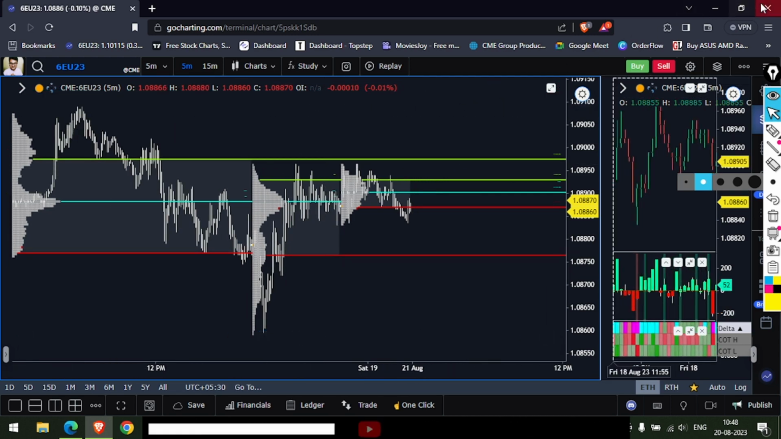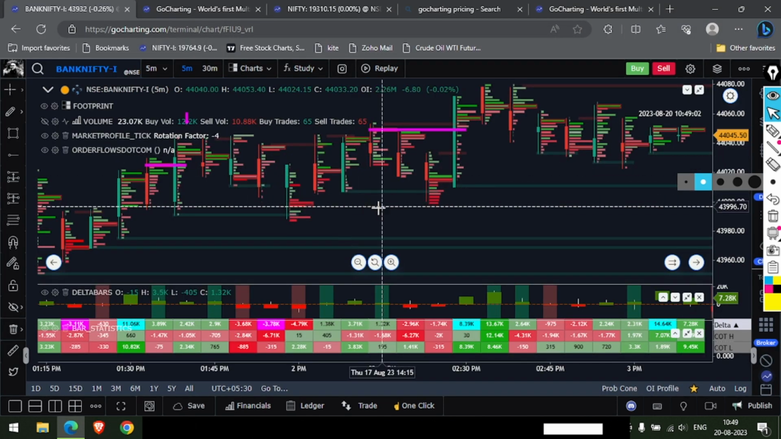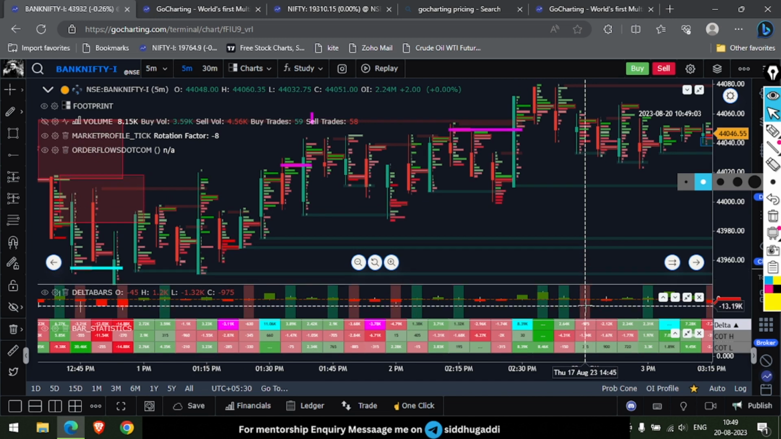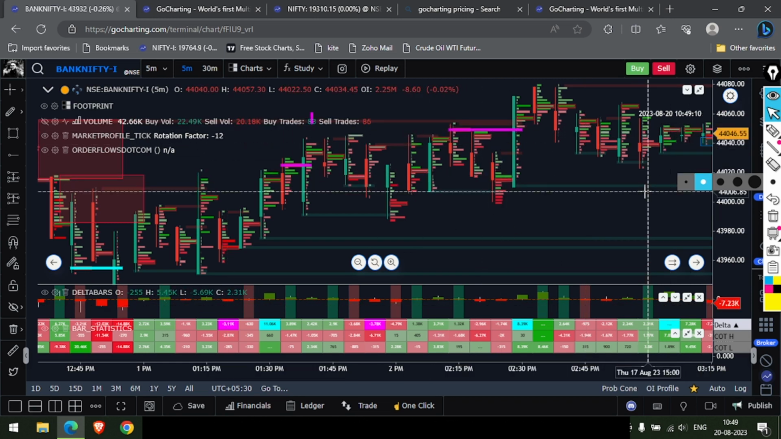So again, these are bugs I have found in this GoCharting, and except for that, as I told you, the data deviation, the data difference that you will get here. That's what I suggest: this is not their problem, right? You need to improve your internet speed and your improvement qualities.